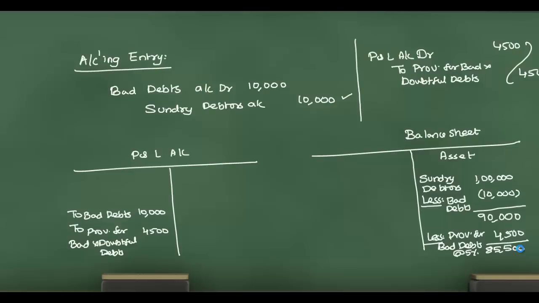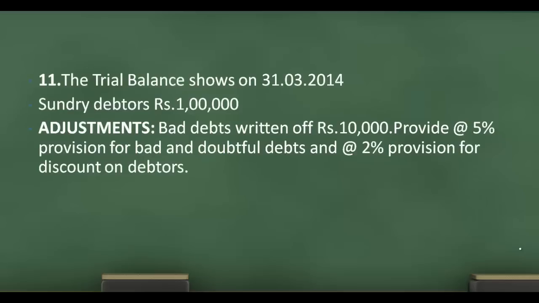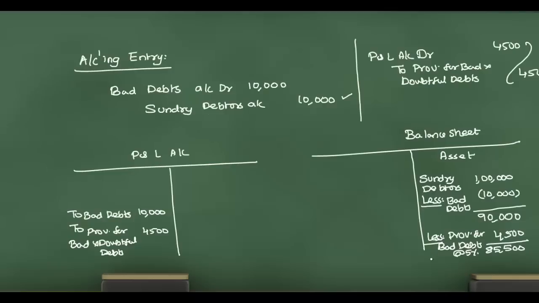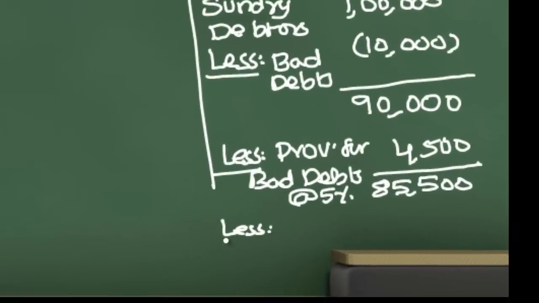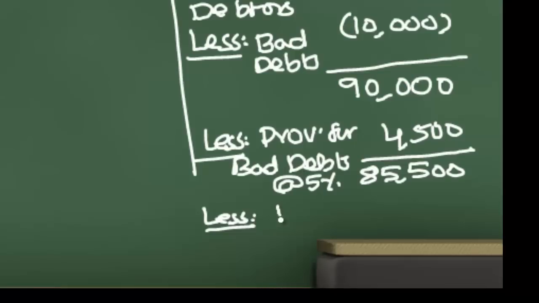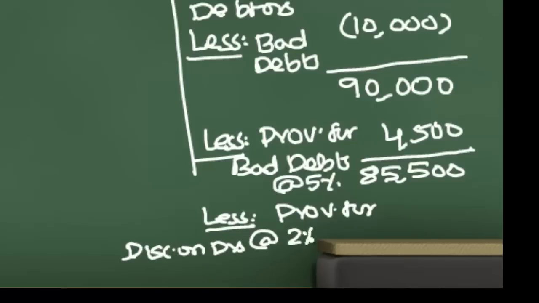Now the company says, since they are going to be good debtors, they are going to pay, they may pay in advance. So we have to give them a discount when they pay in advance. So how many are going to pay in advance? At least 2% are going to pay in advance. So we have to provide them a discount. So provide 2% provision for discount on debtors. So we'll write less: provision for discount on debtors at 2%.